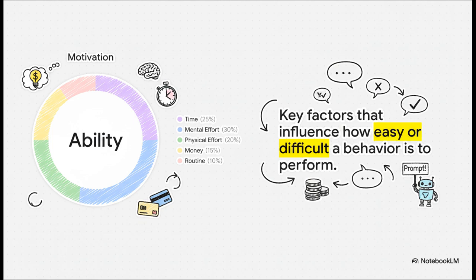And you gotta remember, ability isn't just one single thing. It's actually a mix of a few different factors. You have to ask, how much time will this take? How much mental effort, or what we call cognitive load, is required? And especially on mobile, how much physical effort does it take to actually tap that button? Our job as designers is to minimize the friction in all of these areas.